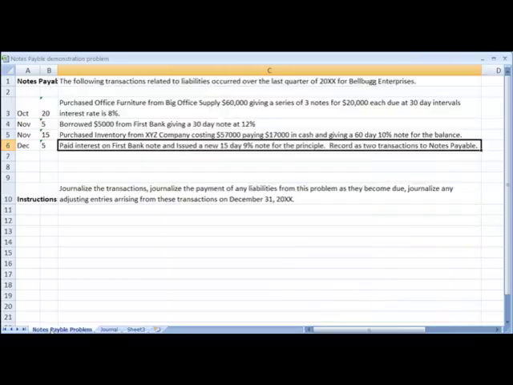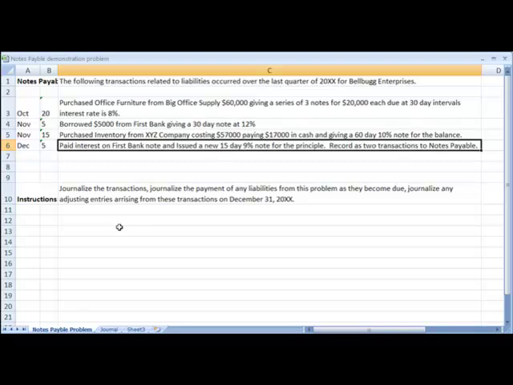Today we're going to be dealing with notes payable, and we have a relatively easy problem here that would equate to one of your homework problems. It says the following transactions related to liabilities occurred over the last quarter of the current year for Bellbug Enterprises. October 20th, purchased office equipment from Big Office Supply for $60,000, giving a series of 3 notes for $20,000 each, due in 30-day intervals. Interest rate is 8%. Then we borrowed $5,000 from First Bank, giving a 30-day note at 12% on November 5th.